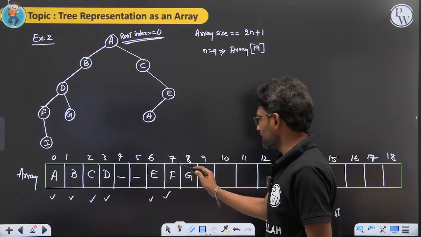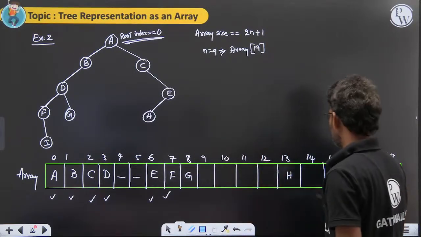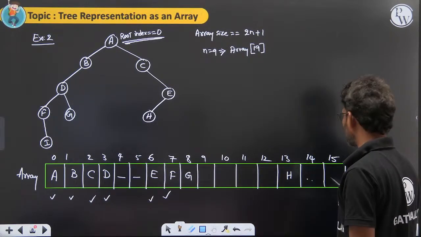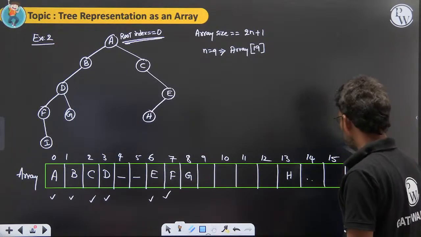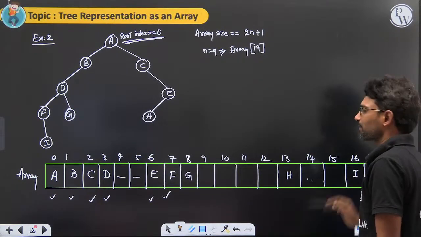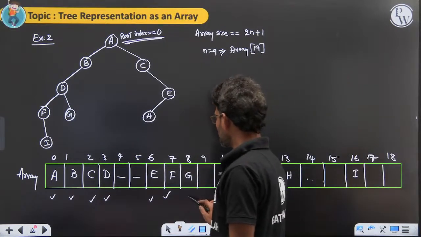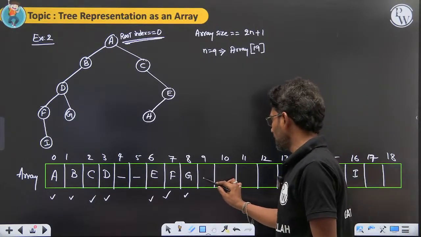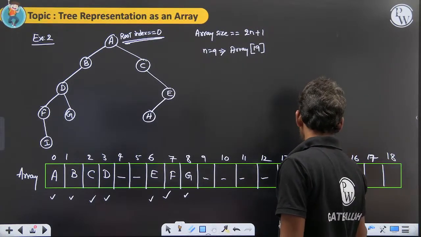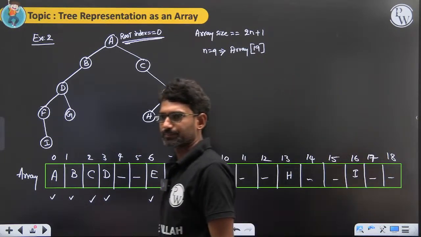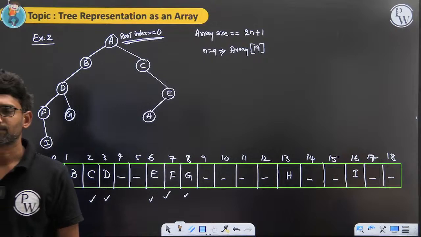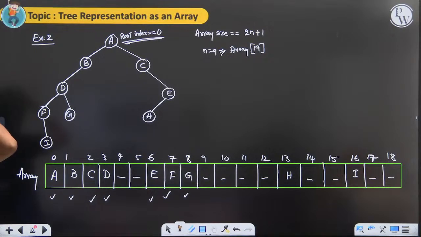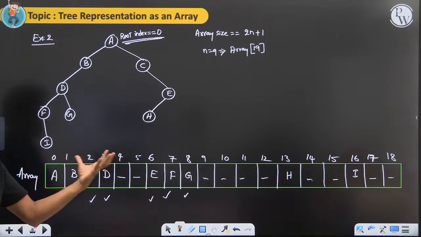The next non-zero element is F. So, at index 15, we should have F's left child, but we don't have F's left child. At index 16, we should have F's right child. Now, G's left child, right child, no. So, all the others we have to make null or leave empty. You got it now? So, in the array, we represent the binary tree like this.